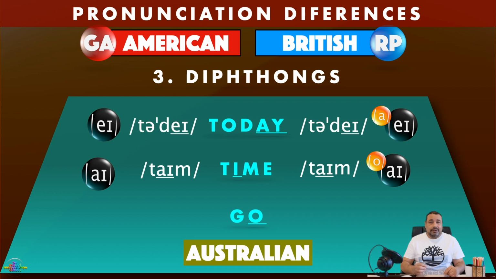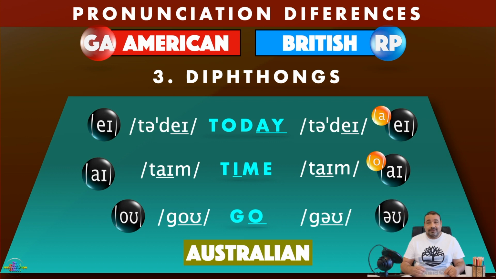The last example is pronounced as "go" in American, but as "go" in British. Now in Australia we are going to insert an O sound in the middle of the diphthong. So at the end we have "go" American, "go" British, and "go" in Australian.